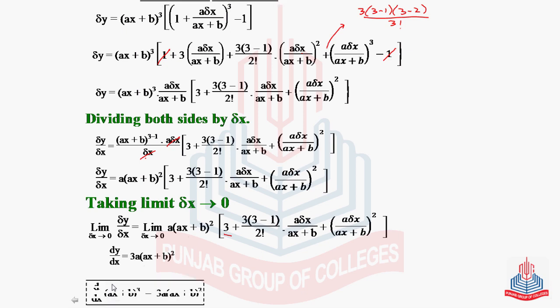So the derivative of the given function, which was (ax plus b) whole cube, is equal to 3a into (ax plus b) whole square, which is the required derivative with the help of the definition, or by first principle.